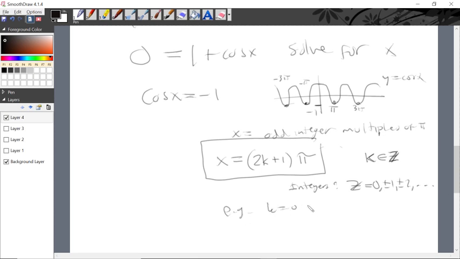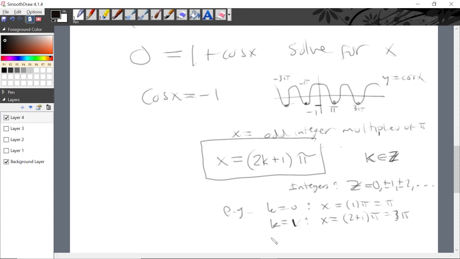So like for instance, if k is equal to 0, then we're saying that x is equal to 1 pi. That is pi, this one right here. If k is equal to 1, the next integer up, then we're saying that x is equal to 2 plus 1 times pi, in other words, 3 pi, which is the next one.